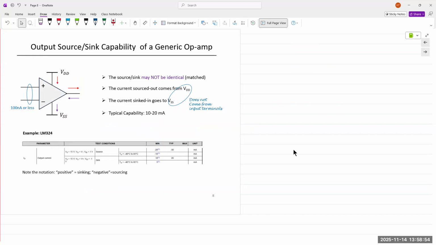The output source and sink capability of any or most op amps. Sourcing means providing the current. Sinking means, well, as the name suggests, you're receiving the current. Okay. The Zener diodes that we just talked about, the ones that we use for voltage regulation, are acting as current sinks because they're permitting the current to flow through themselves so that the other components are protected. Right? So it's acting as a current sink. Similarly, op amps can have sourcing and sink capability. Okay. It does not have to be identical numbers. It could perhaps source more than it sinks, or it could perhaps sink more than it sources. So it just depends on the application.